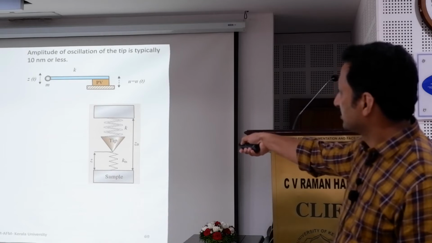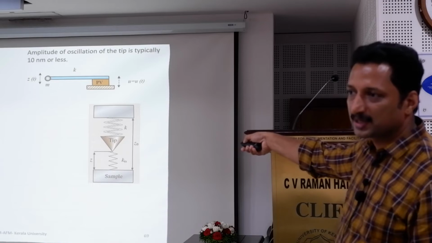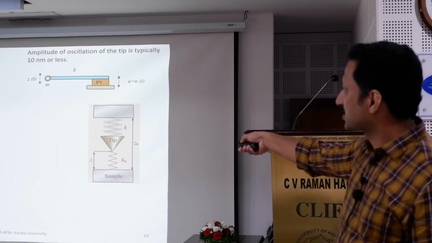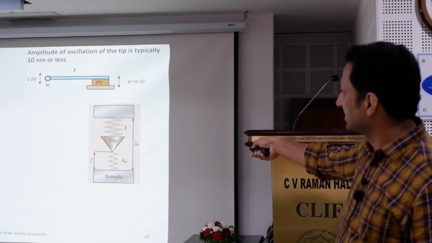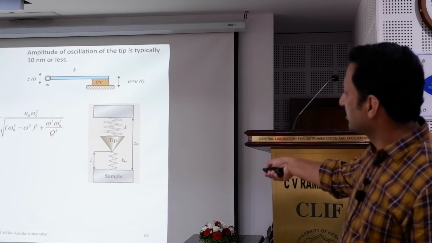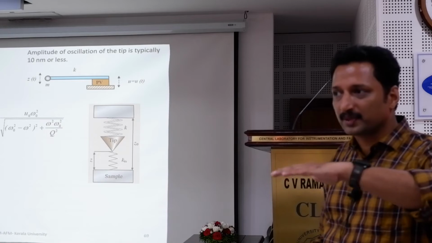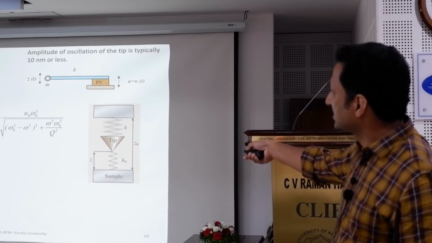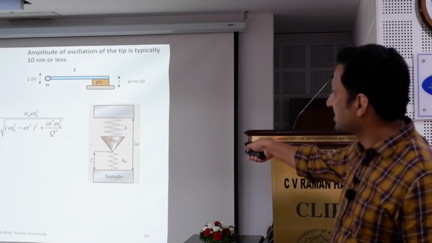So the total force: Z double dot is basically the acceleration of the vibration, and mass times acceleration is the force. This is the force due to the spring constant. This is the viscous force, and from there we can again take it back. This is valid even in air, because air also has a viscosity. So we have to put the viscosity of air if you are taking air. If it is vacuum, this term will be 0.